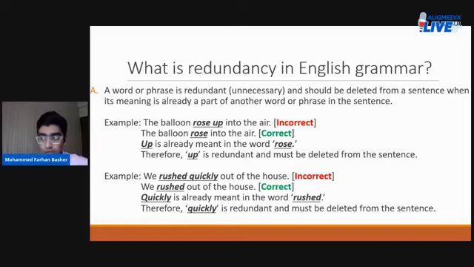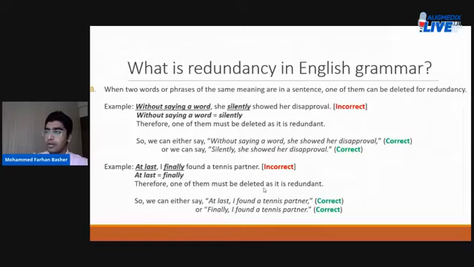So the words up and quickly in these examples are redundant words, unnecessary words, words that mustn't be there. Clear? Hope so. Moving on to the next slide, we have another instance of redundancy in English grammar. When two words or phrases of the same meaning are in a sentence, one of them can be deleted for redundancy, such as, take a look at the very first example.